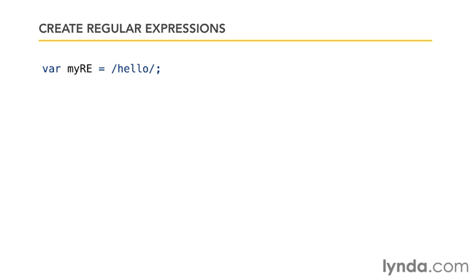We're creating a variable. I'm calling it myRe for my regular expression, equal to /hello/. Now this looks a little odd. Where's the quotes? What do we do? Well, this /, and notice it is /, not backslashes, is marking this as a regular expression. This is a JavaScript shorthand for doing this.